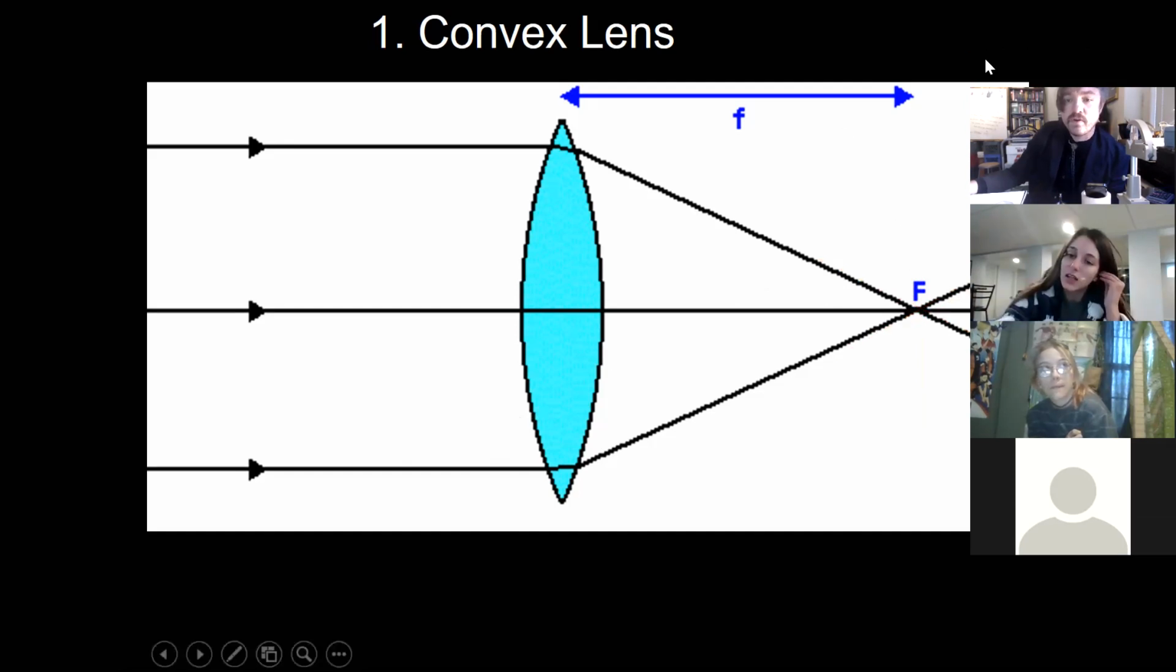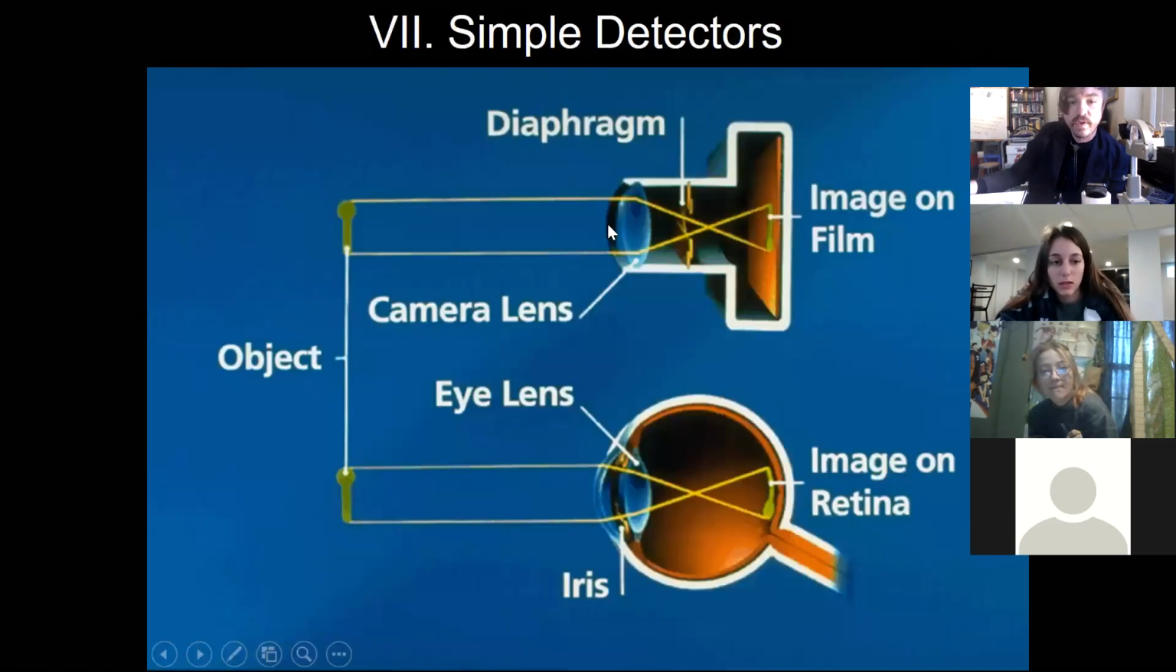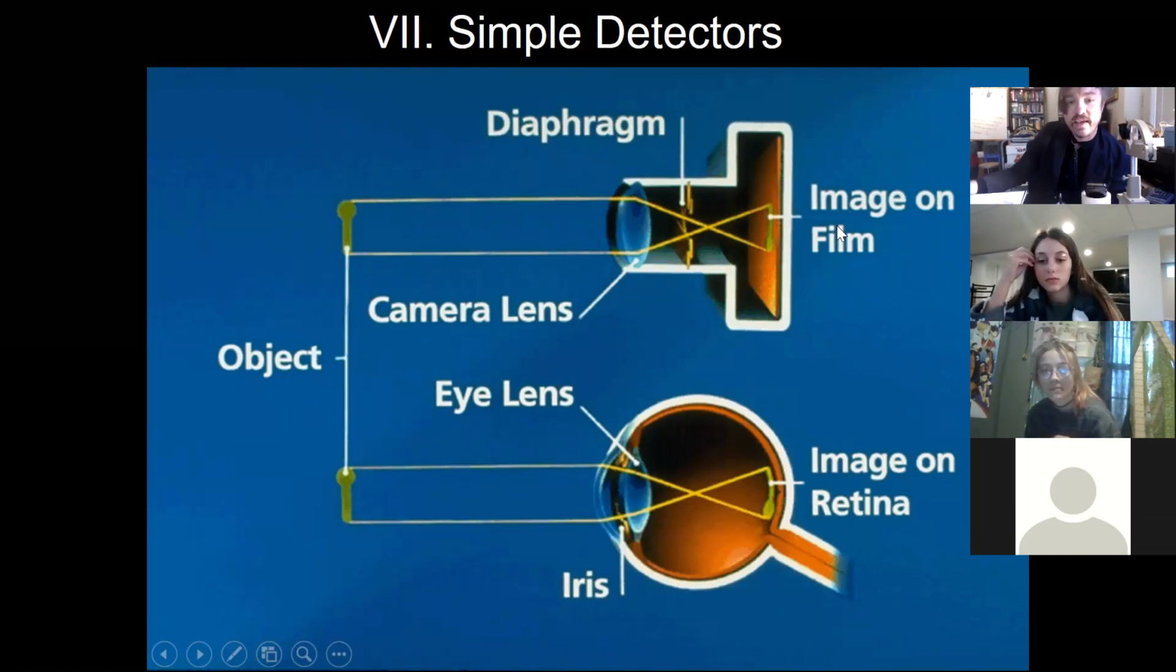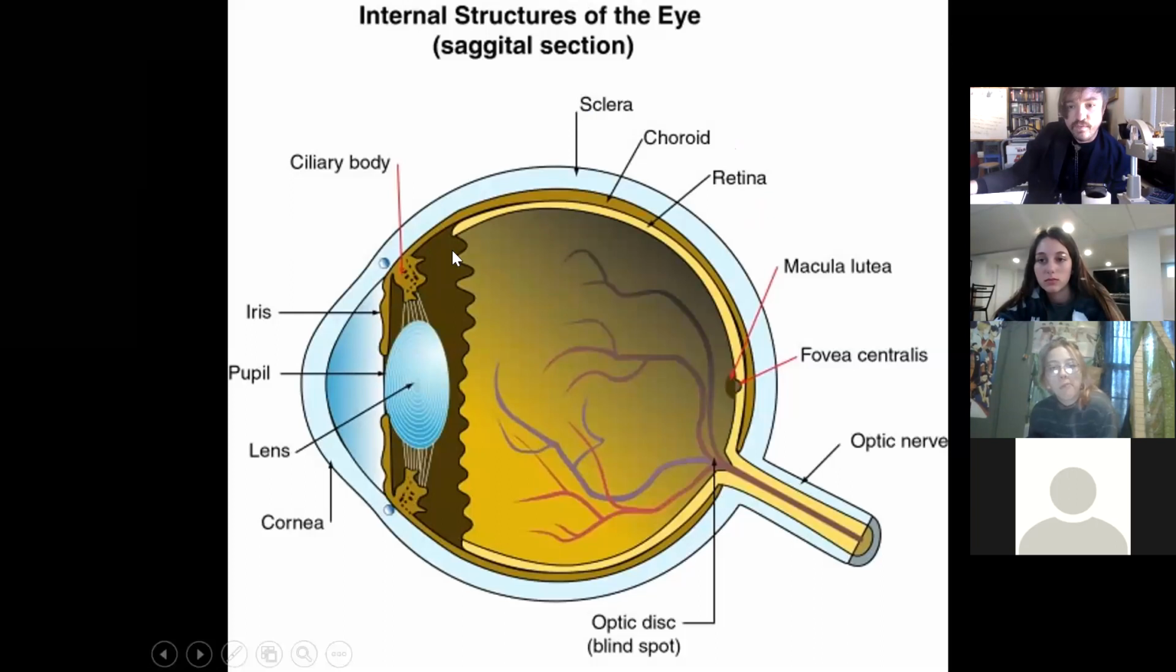Almost all optical systems in nature use some type of convex or concave lens. Both eyeballs and cameras use convex lenses to bring an image to the focal plane. In the case of a camera, it's film. In the case of an eyeball, it's your retina. So let's cut open your eye. Inside you find there's this little gooey sac called the lens. It's shaped in the form of a convex lens, and it brings rays of light to a focus point on the back wall of your eye.